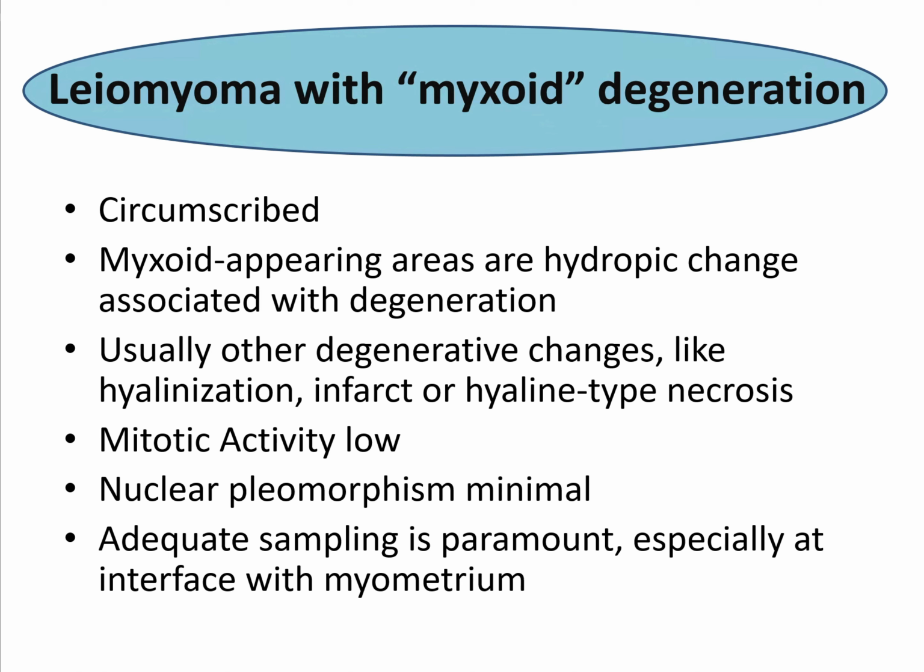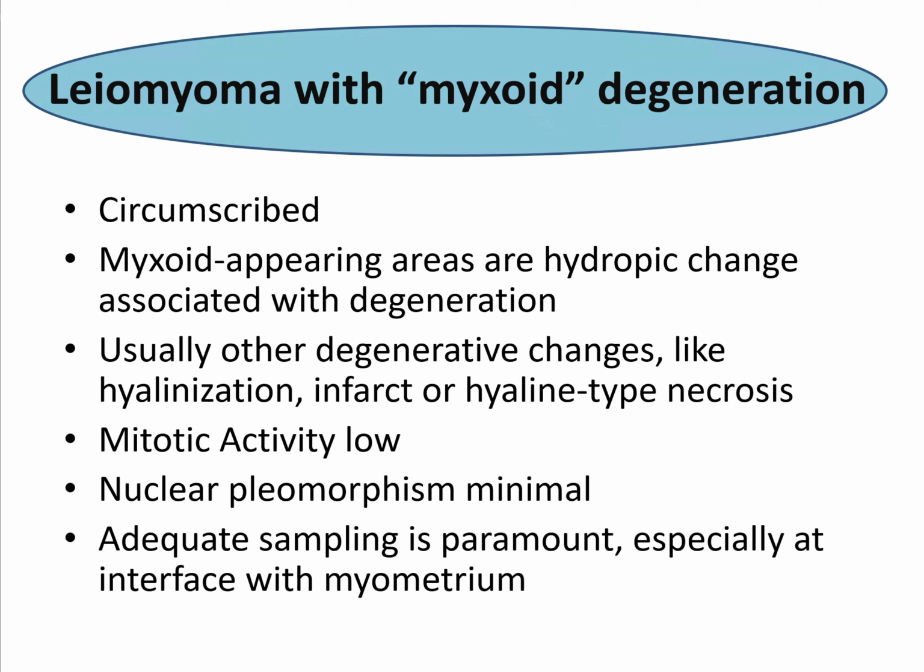This will sometimes be at the interface of where that's happening, and then there's a more conventional part of the leiomyoma, in my experience. The mitotic activity should be low, nuclear pleomorphism shouldn't be significant, and adequate sampling is paramount, especially at the interface with the myometrium, to prove or disprove this idea of circumscription.